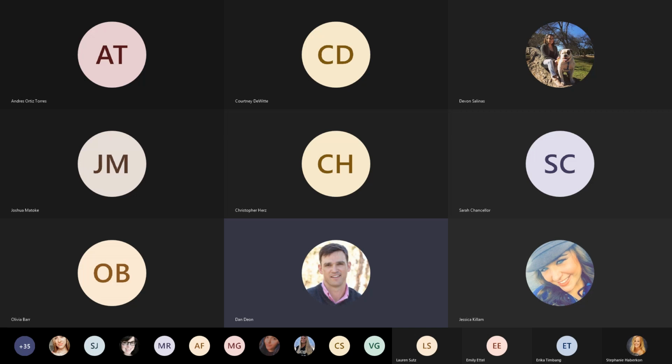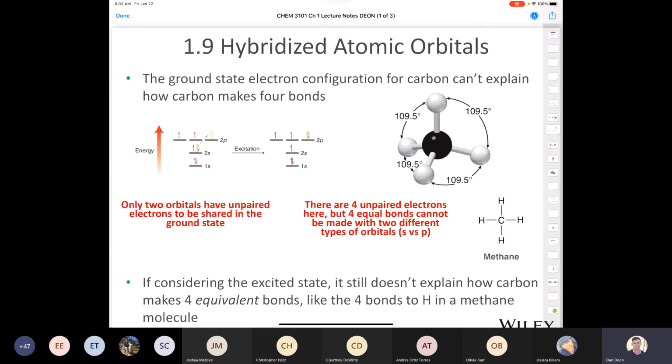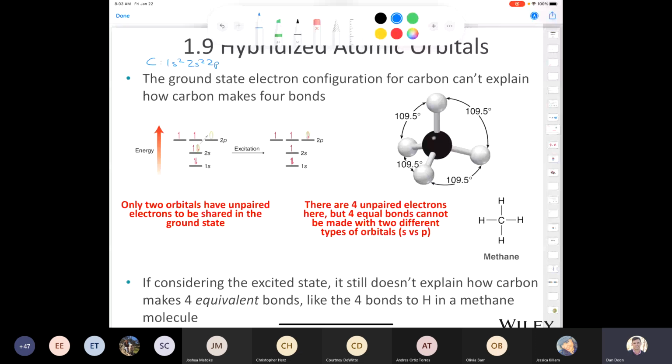All right, so we're starting off with section 1.9, hybridized atomic orbitals. And we spoke about this last class, and I said, well, if you just look at the electron configuration of carbon, which is 1s2, 2s2, 2p2, these are the valence electrons, the ones with the highest principal quantum number. And if we look at those valence electrons, which are shown right here, you see that we only have 2 unpaired electrons. And that, first of all, doesn't explain how carbon could make 4 bonds.